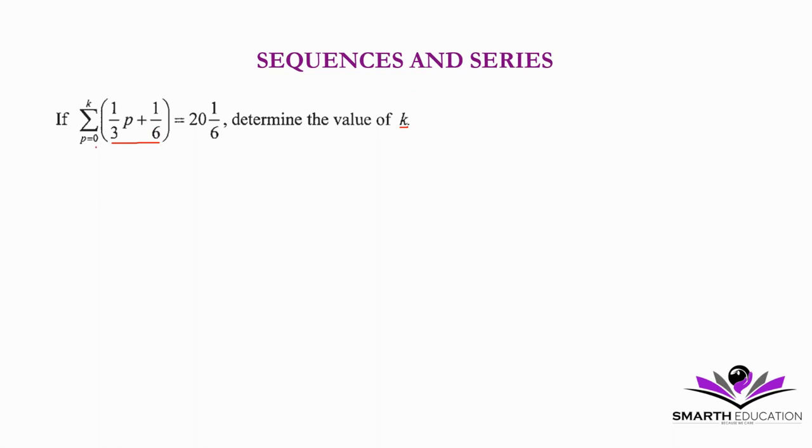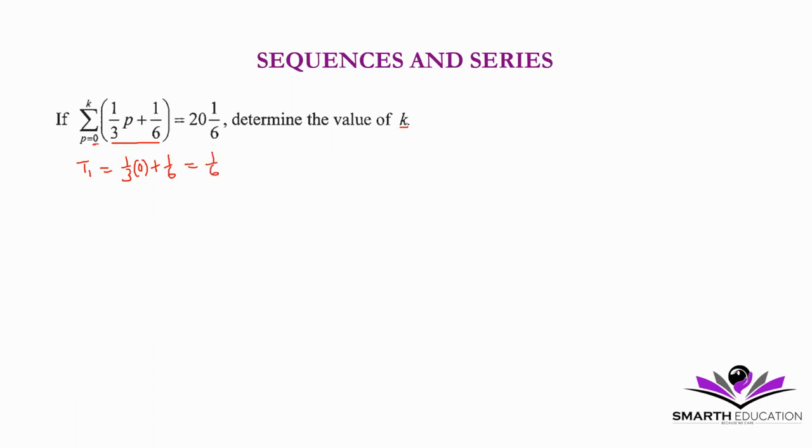Okay, so the first term, please take note, to get the first term we substitute 0. Then to get the second term we'll substitute 1. To get the third term we're going to substitute 2. We start from 0, it means from 0 up to k. T1 is going to be 1 over 3 times 0, plus 1 over 6, which is equal to 1 over 6.